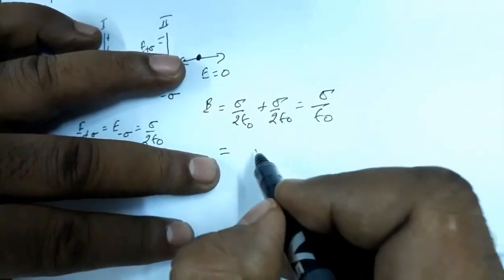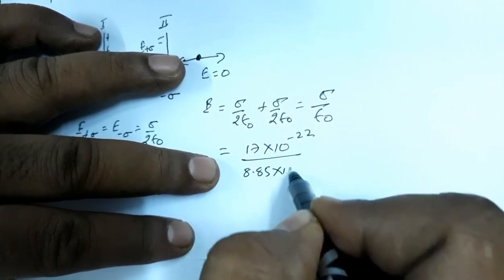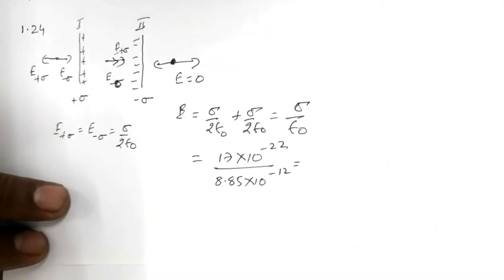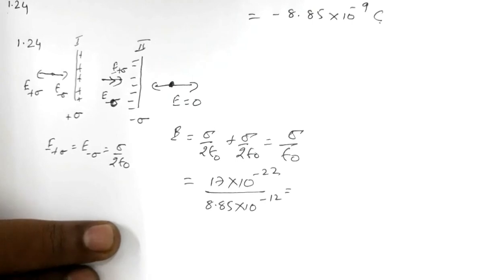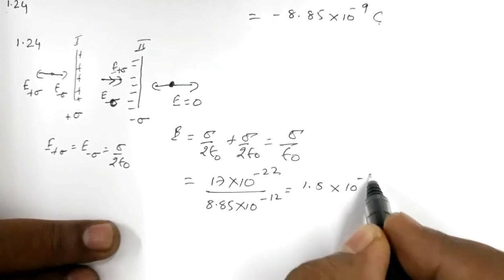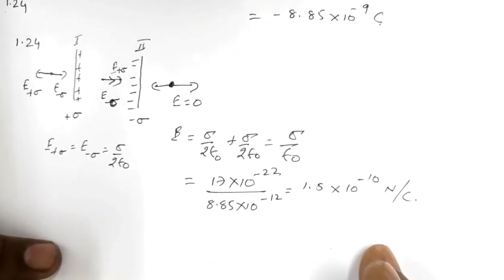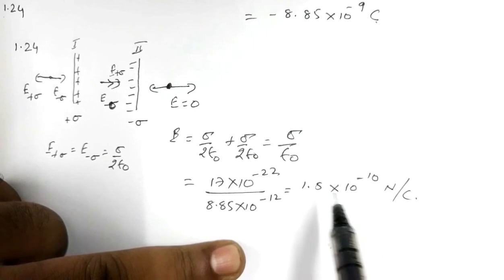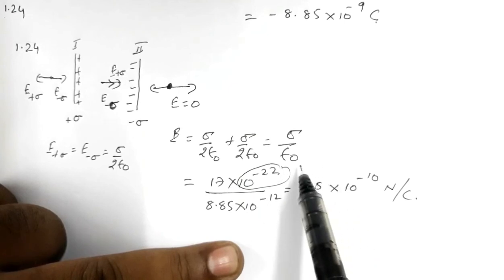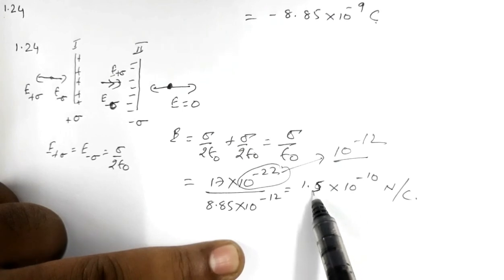Now the surface charge density is given to be 17 into 10 power minus 22. Epsilon naught is 8.85 into 10 power minus 12. So on solving, this is 1.5 into 10 power minus 10 Newton per coulomb. This will be the answer, but in your NCERT the answer is given to be 1.5 Newton per coulomb. That is, the surface charge density, instead of 10 power minus 22, should be 10 power minus 12. Then the answer will be 1.5 Newton per coulomb.